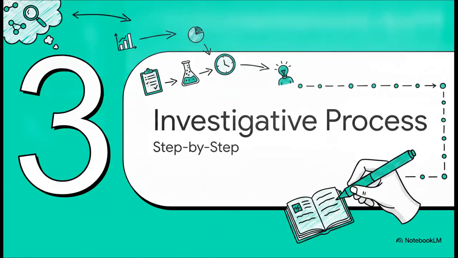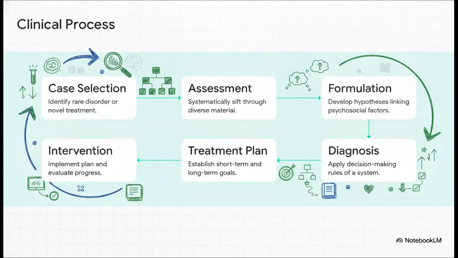Section 3. The clinical investigative process, step by step. Your iterative decision-making process as a clinician is actually highly structured. You start by selecting a case. Maybe it illustrates a super rare disorder or a brand new treatment. Then you systematically sift through data, conducting assessments and gathering collateral information from family or peers. Next, you formulate your hypotheses, linking underlying psychosocial factors to the current condition. Once you've got that understanding down, you apply diagnostic rules, like the ones in the DSM-5, before establishing short and long-term goals in your treatment plan.